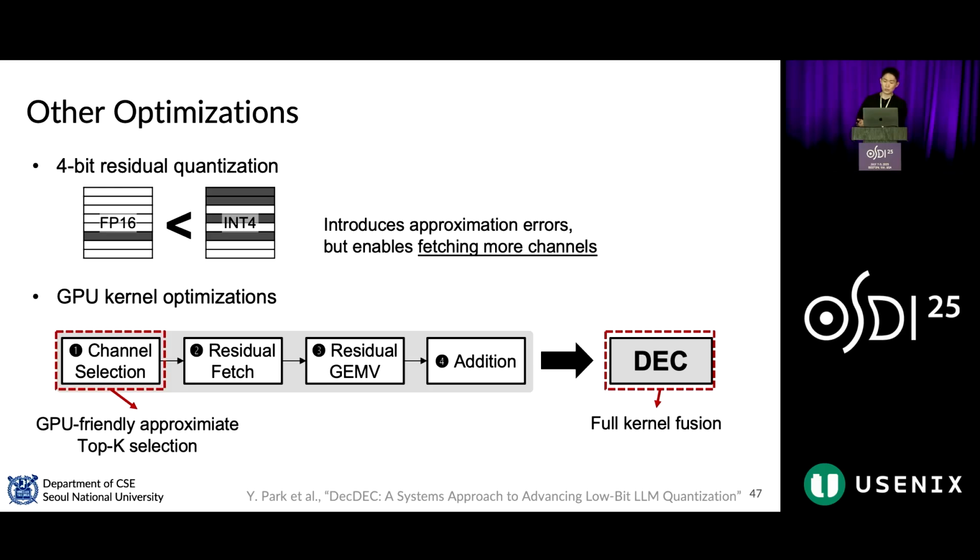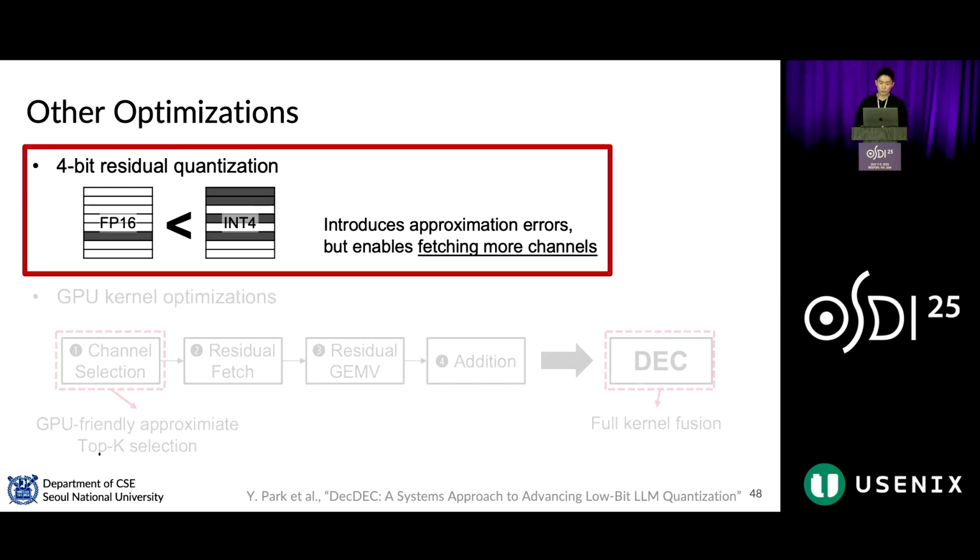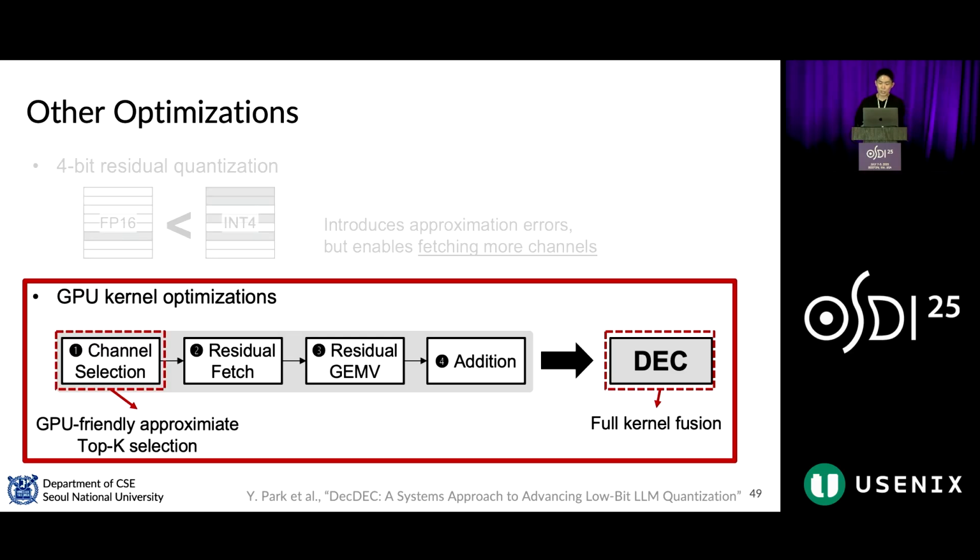Making effective use of zero copy was the most important point, but we also applied several other optimizations. First, we quantized the residuals themselves. Of course, this quantization introduces some approximation error, but we believe that being able to bring in more channels would ultimately outweigh the cost of that error. We also put a lot of effort into optimizing the GPU kernels. DEC requires a top K operation, but top K is not very GPU friendly. So we implemented an approximate version of top K that is more suitable for GPUs. In addition, we fused all 4 operations of DEC into a single kernel to minimize latency.